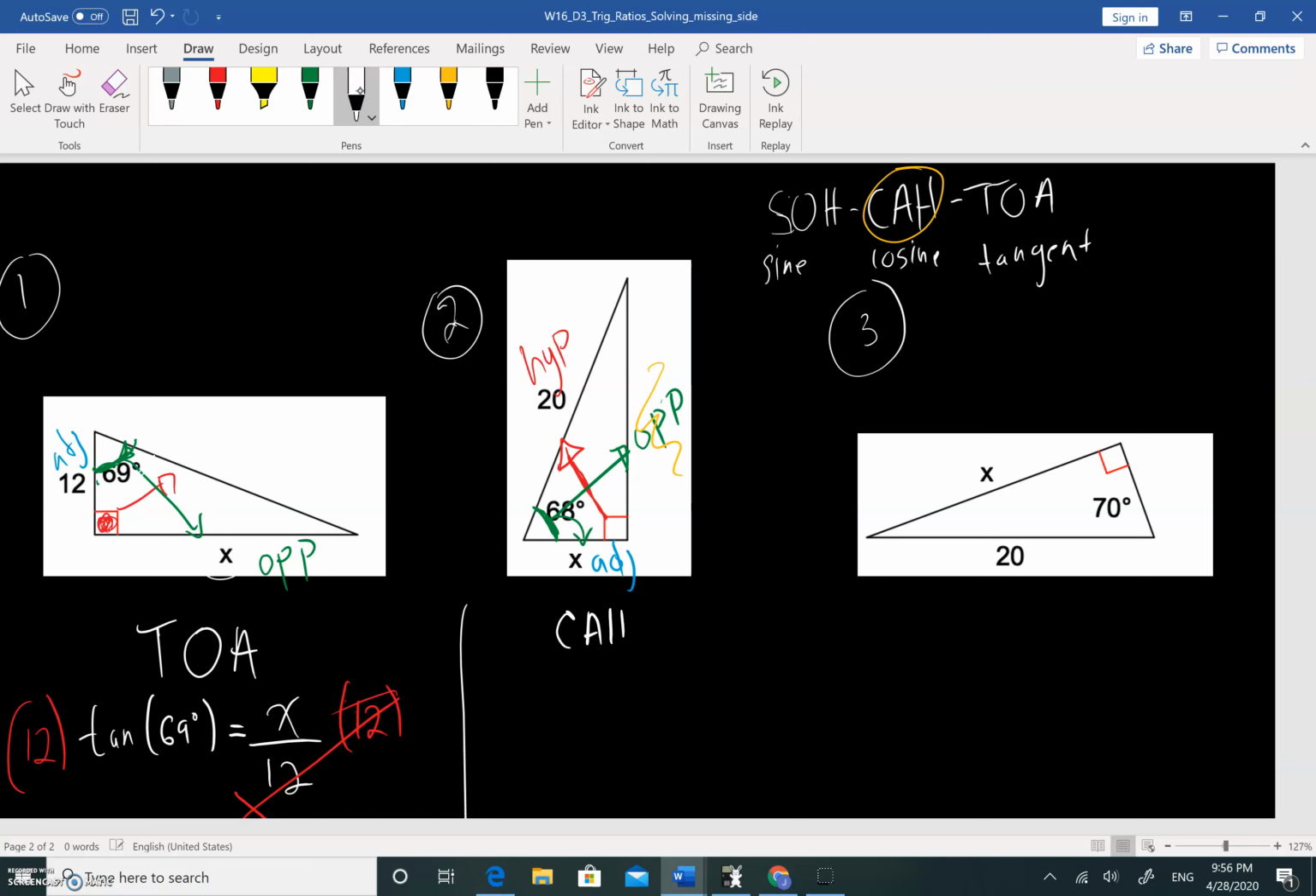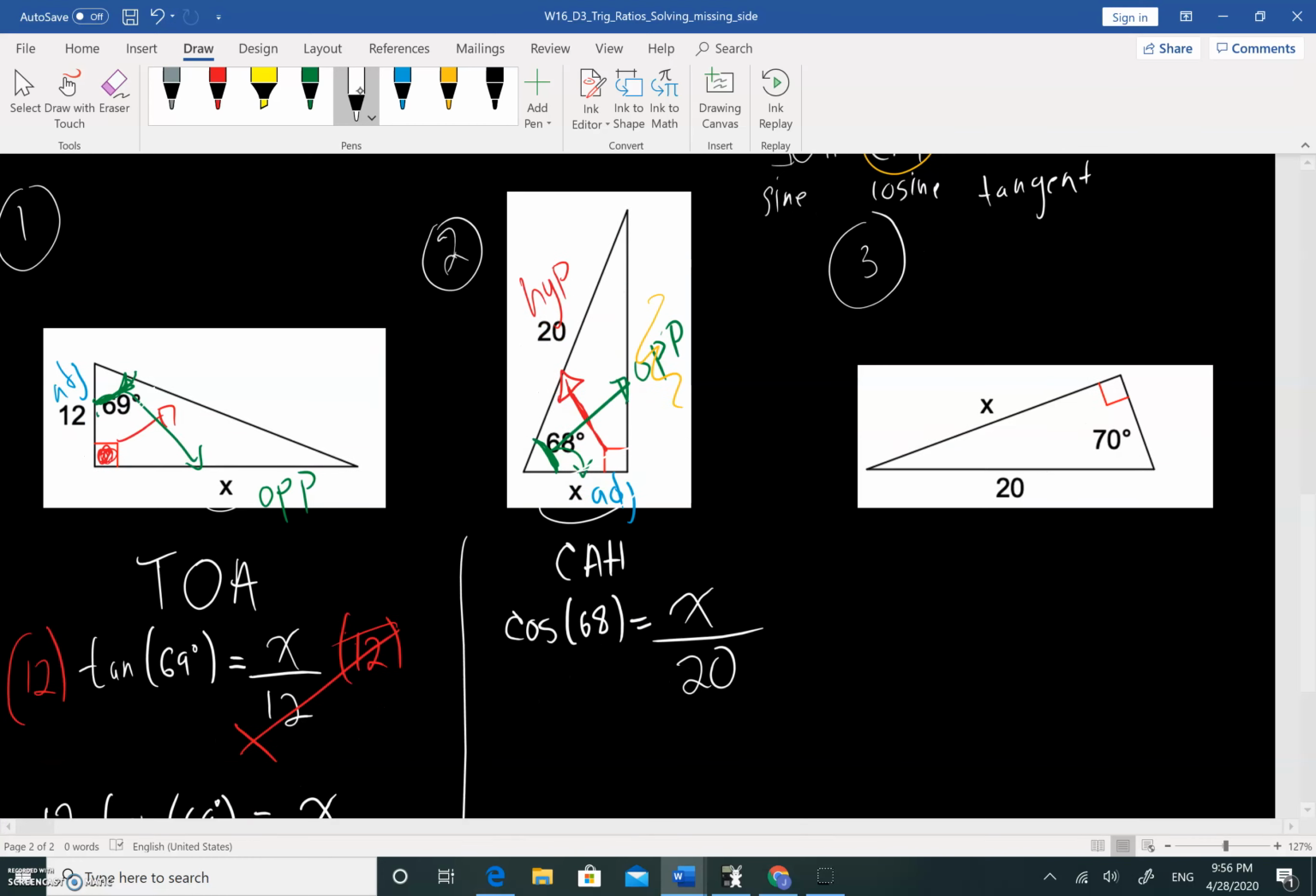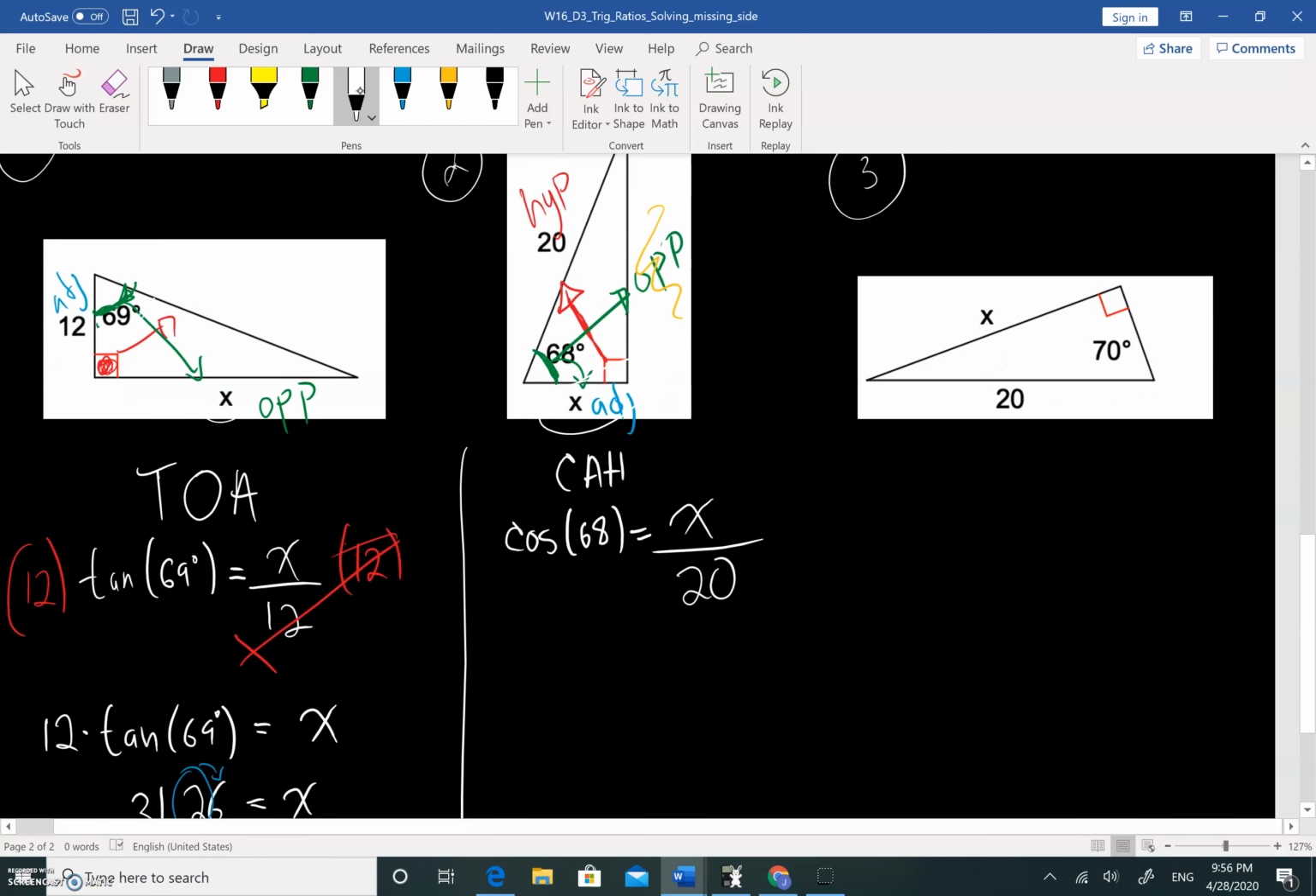So CAH, and that's cosine of degrees is going to be 68 is equal to, well, which one goes first? The A goes first. So that means that my A, which in this case is X, goes first, and then the 20. The order matters, guys. Make sure if A comes first, that means that that one goes on top.